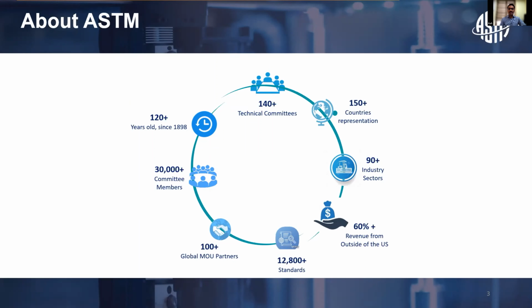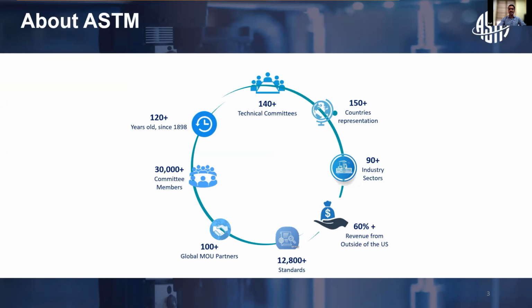So ASTM is a 120-year-old international standard development organization, and they develop standards across various industries, starting from oil and gas to food, additive manufacturing, toys, and things like that. There are over 140 technical committees working to develop these standards, representing over 150 countries. And all the standardization activities cover more than 90 industry sectors.